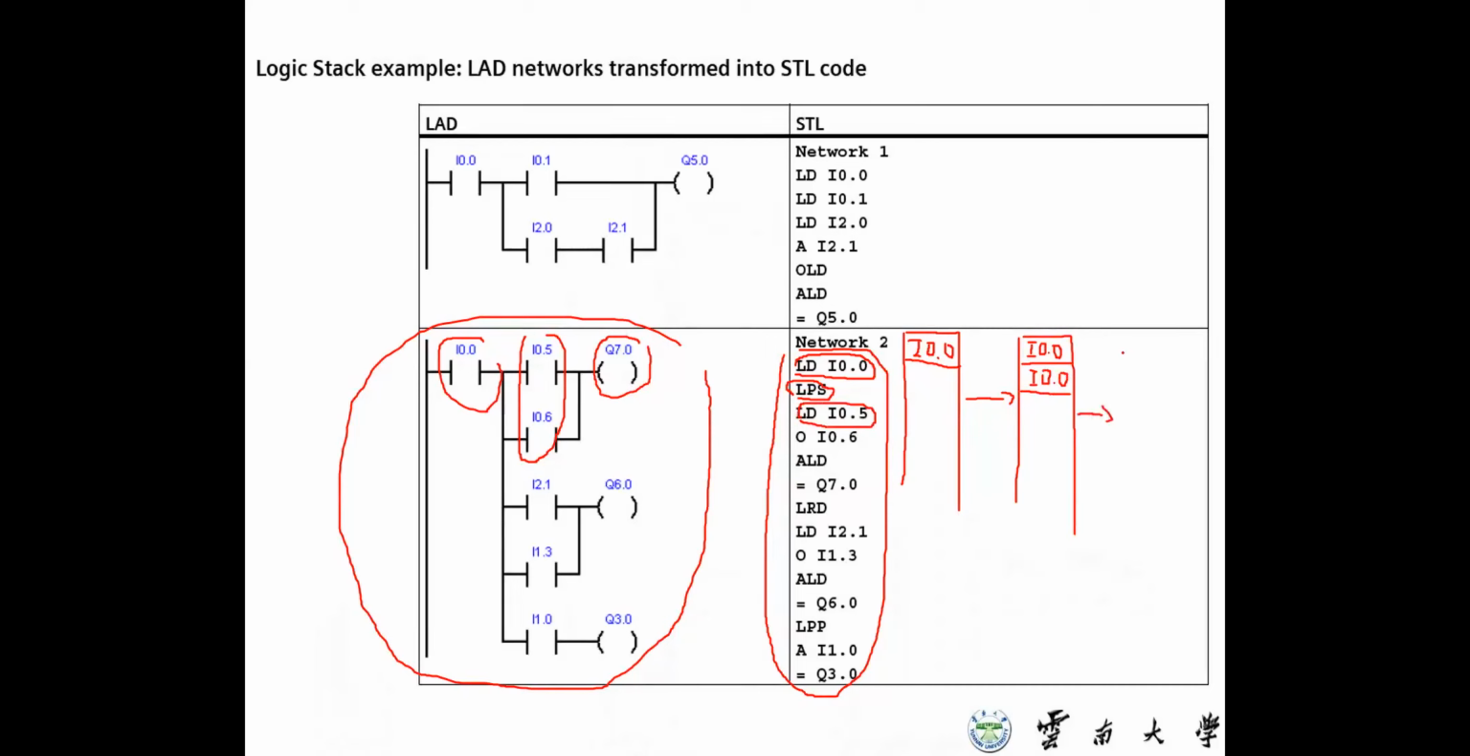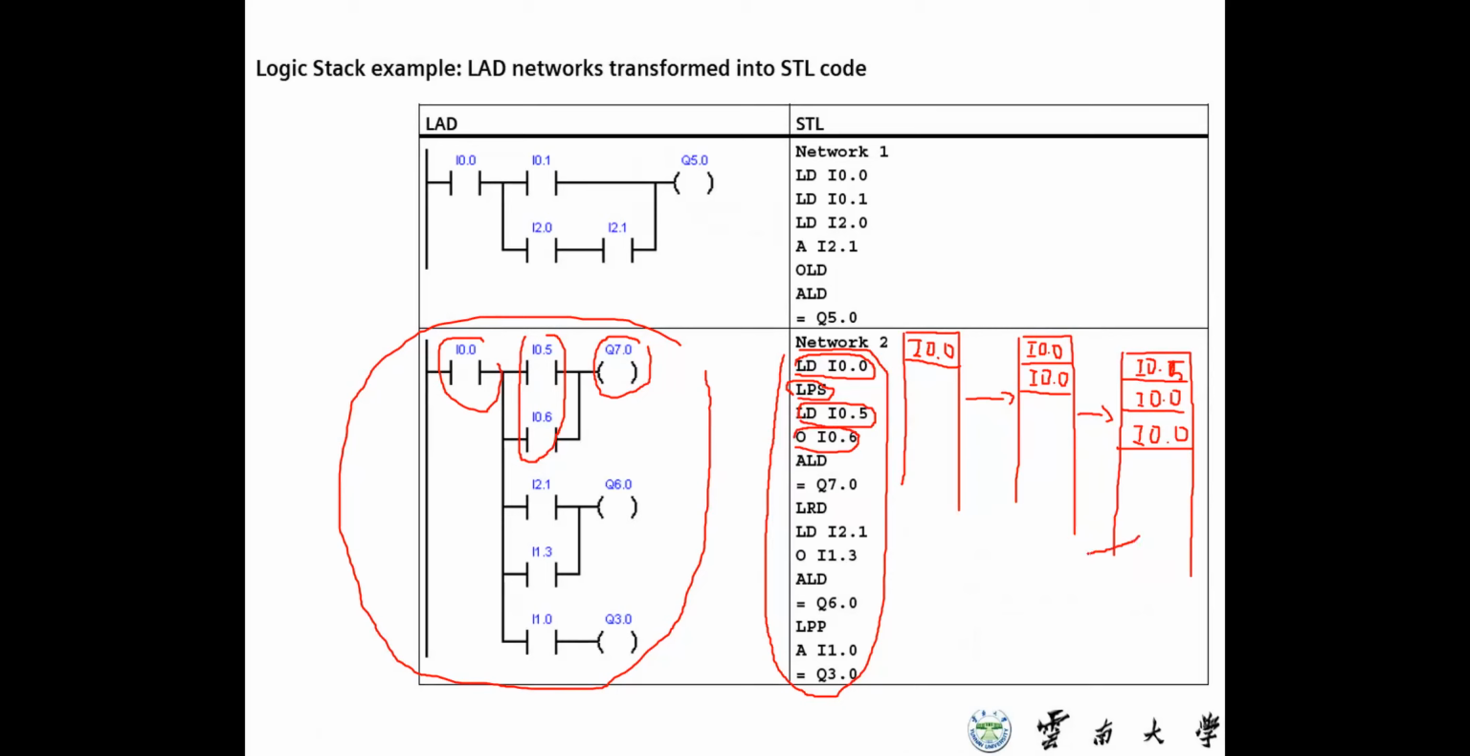And when we do this one, the stack is changed to what? Change to what? Change to I0.5, sorry, I0.5. And this is I0.0. And the third is I0.0.